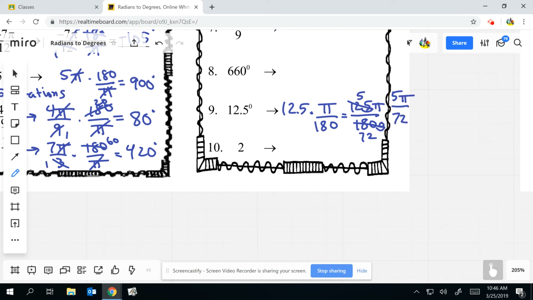That would be the radians. That's your most accurate answer. Don't make it a decimal unless they ask you to.